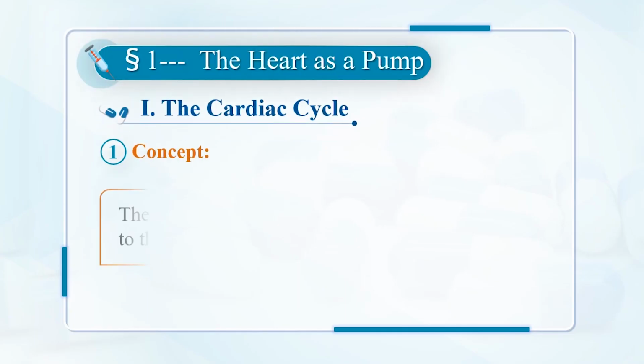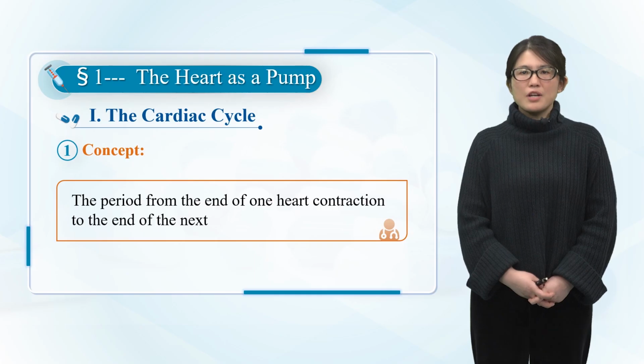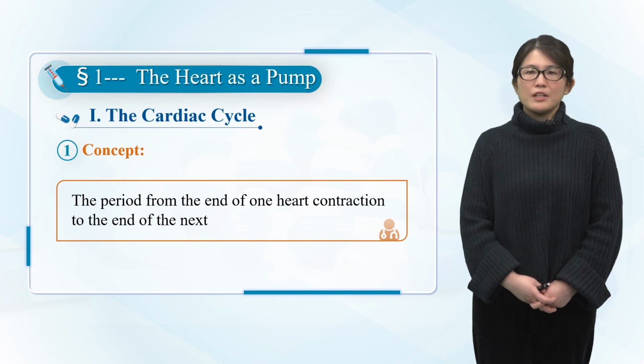The rhythmic contraction and relaxation of the heart's driving effect on the blood is called the heart pump function. The contraction of the heart injects blood into the arteries and distributes the blood to the tissues of the body through the arterial system.